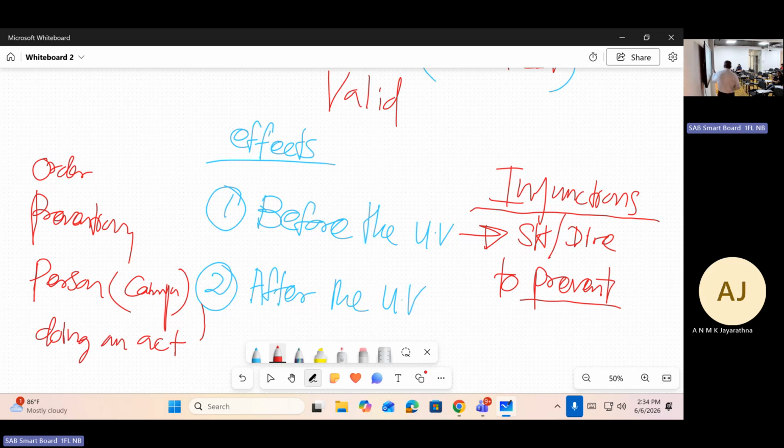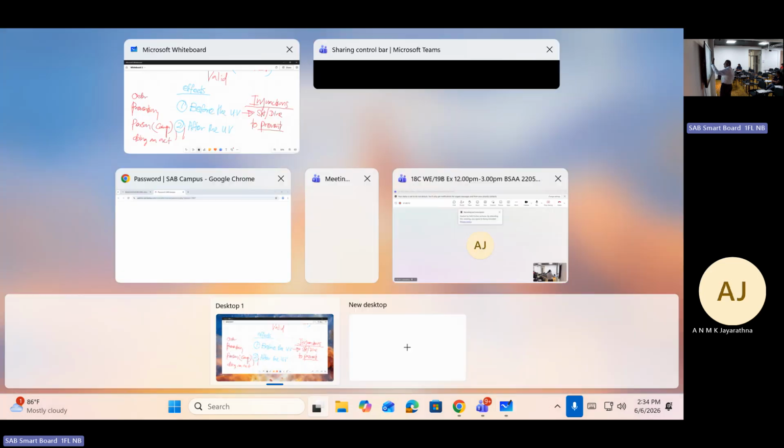Then, after engaging into the ultra vires transaction, shareholders or directors cannot file an action against the company. The only relief introduced under the Companies Act applies right after engaging into the ultra vires transaction.